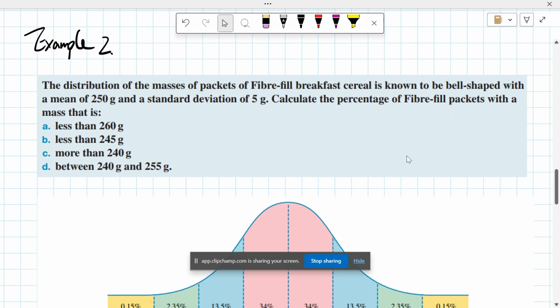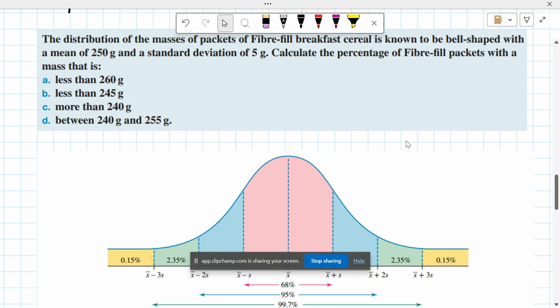Next question is about the distribution of mass of packets of breakfast cereal, which is bell-shaped. The mean is 250 grams and s is equal to 5 grams. And then now we say less than 260.